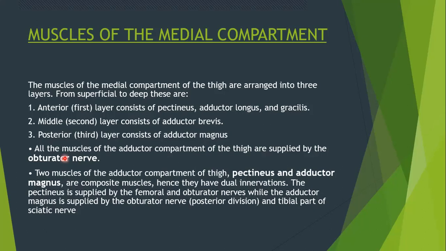the thigh. Then two muscles of the adductor component of the thigh, namely pectineus and adductor magnus, are composite muscles. Hence, they have dual innervation. Pectineus is innervated by both the femoral and obturator nerves, whereas adductor magnus is innervated by the posterior division of the obturator nerve and the tibial component of the sciatic nerve. The adductor part is innervated by the posterior division of the obturator nerve, but the hamstring component of adductor magnus is innervated by the tibial component of the sciatic nerve.